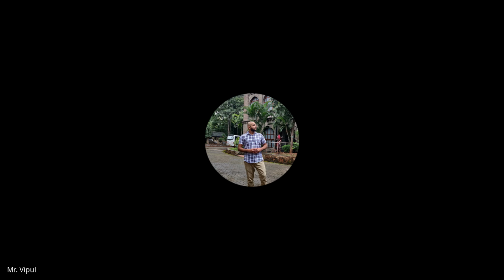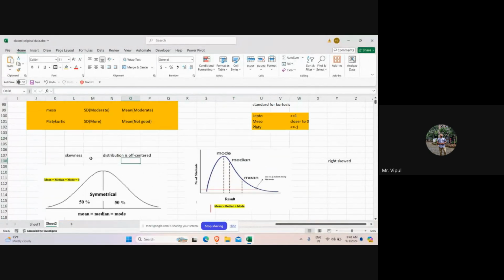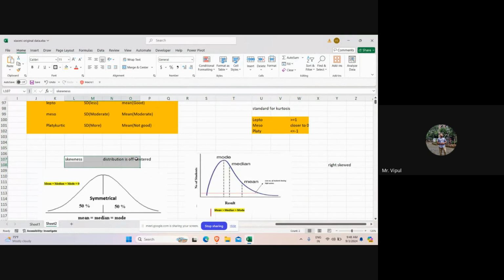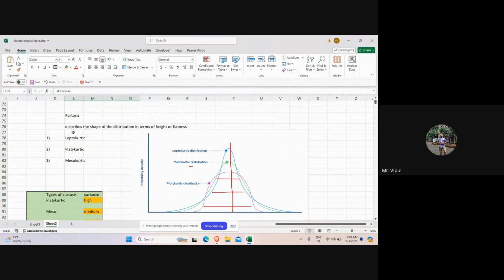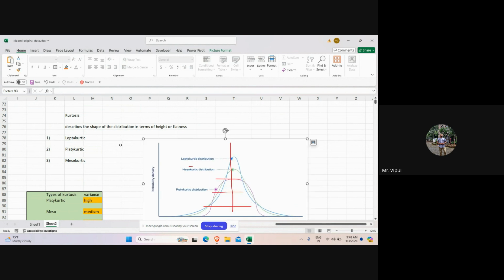So it gives you the distribution, right? If your distribution is off-centered, skewness will tell you that, and kurtosis will tell you the shape of the distribution in terms of height and flatness, right? So this is what we have.